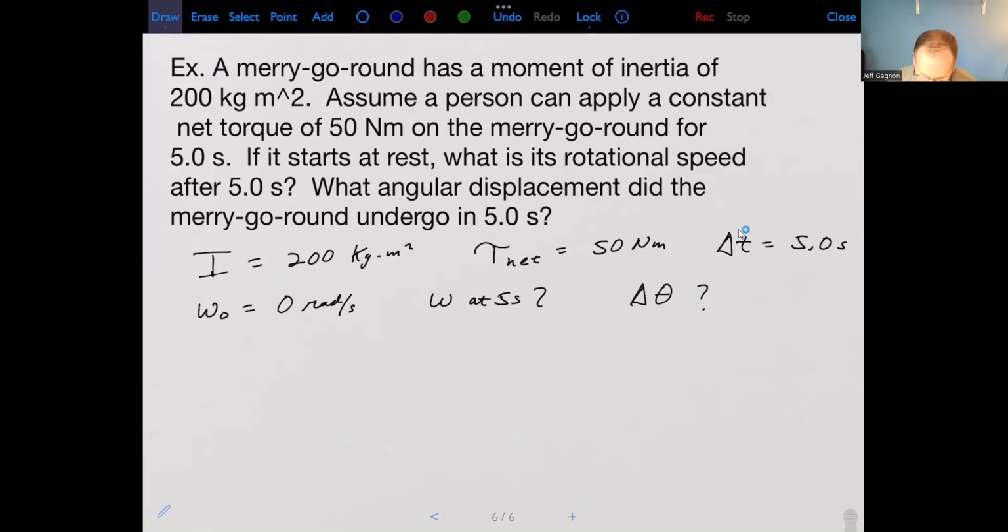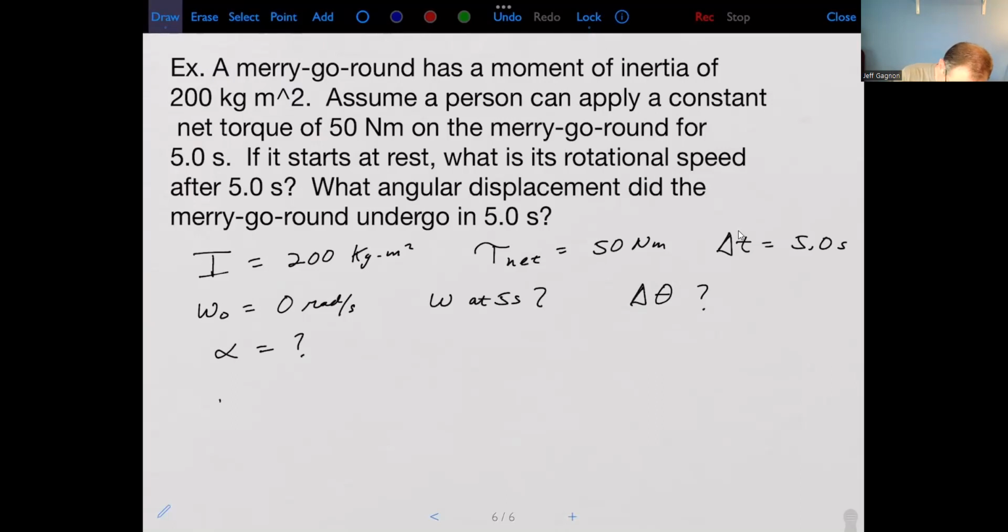Okay, well, in order to answer those questions, which involve the kinematic equations for rotation, I need to know alpha. I need to know the angular acceleration. And then I can use my kinematic equations for rotation, and I can answer these questions. So how do I figure out alpha? Well, to figure out alpha, I can use Newton's second law for rotation, right? Because I know the net torque, I know the moment of inertia.